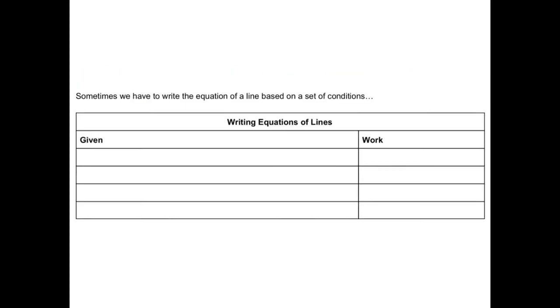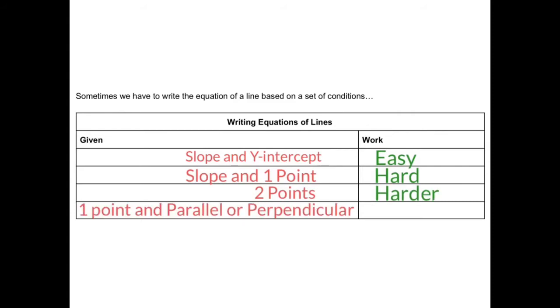Sometimes we have to write the equation of a line based on a set of conditions. If you are given the slope and a y-intercept, then the work is easy. If you are given the slope and 1 point, then the work is a little bit harder. If you are given 2 points, the work is harder still. And finally, if you are given 1 point and parallel or perpendicular, that is when it is the hardest.